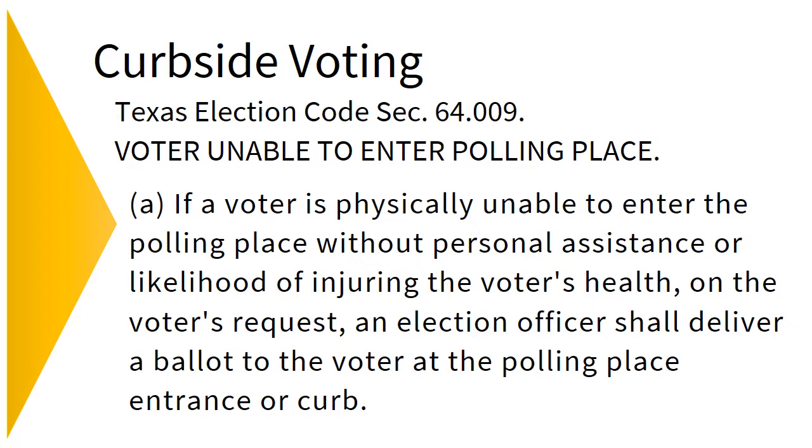Texas Election Code, Section 64.009, voter unable to enter a polling place. This section states, if a voter is physically unable to enter the vote center without personal assistance or likelihood of injuring the voter's health, on the voter's request, the election officer shall deliver a ballot to the voter at the vote center entrance or curb.